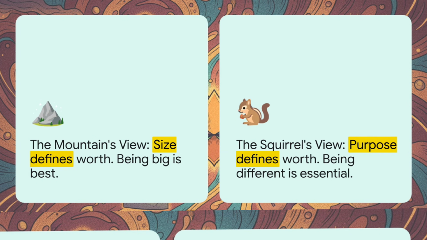The mountain has this super simple worldview. Bigger is better. Size equals importance. But the squirrel, he has a much more complex and honestly a much wiser view. Everyone has a unique purpose, and you need all those different purposes to make the world work.